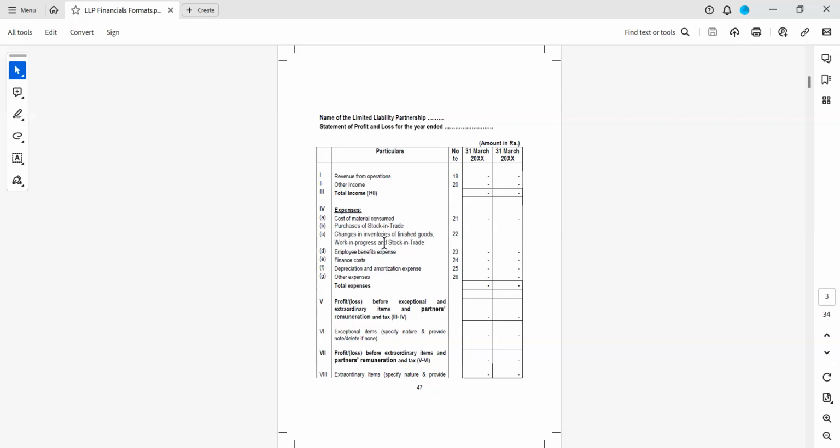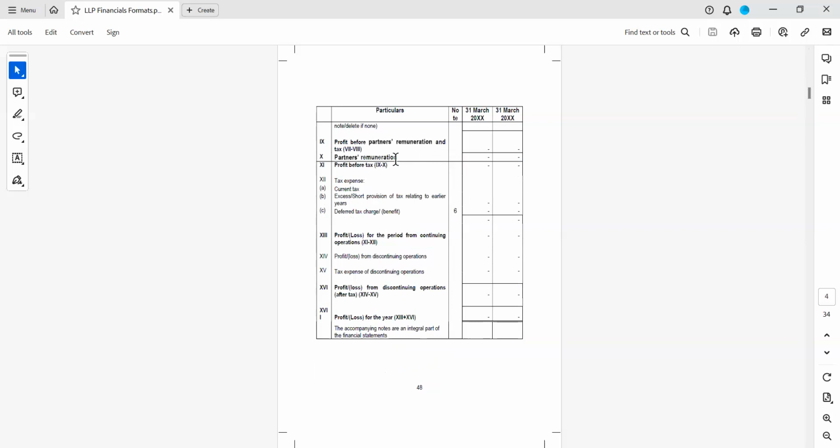Cost of material consumed, purchase of stock in trade, changes in inventories of finished goods, work in progress and stock in trade, employee benefits, finance cost, depreciation and amortization, other expenses, profit before exceptional items, profit before extraordinary items, and then extraordinary items. Next, profit before remuneration to partners, remuneration.